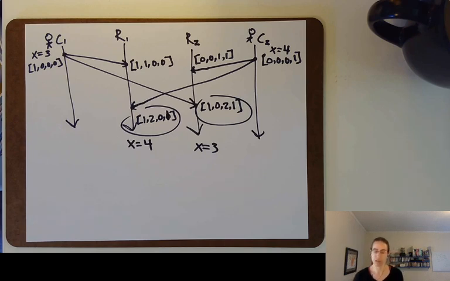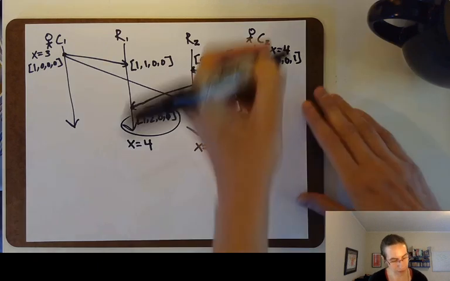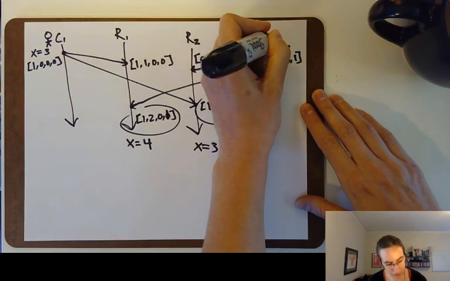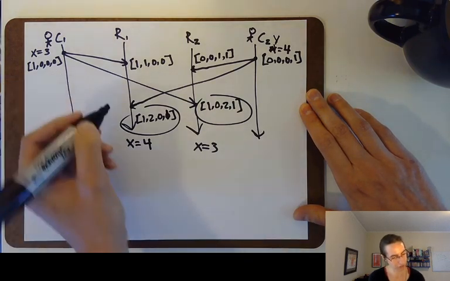So what's an example of a situation in which the order of two updates doesn't matter? One situation would be if different keys are being written to by these two different primaries, or by these different clients. So if this were writing to Y rather than X, then we would end up with this set.